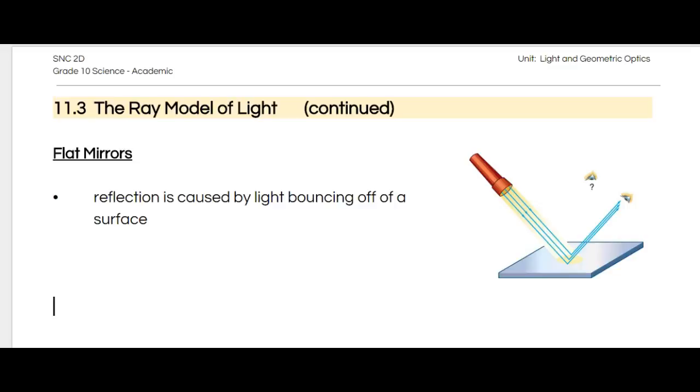So before we begin our lab today, there are a few topics that we didn't quite get to yesterday, but that will be important for us to understand before we begin the lab today. So this is a continuation of our note 11.3, the ray model of light. Now we're entering into the section of the chapter where we start to get into the technical details of light rays and geometric optics. So we're going to start with the simplest situation, which are our flat mirrors.